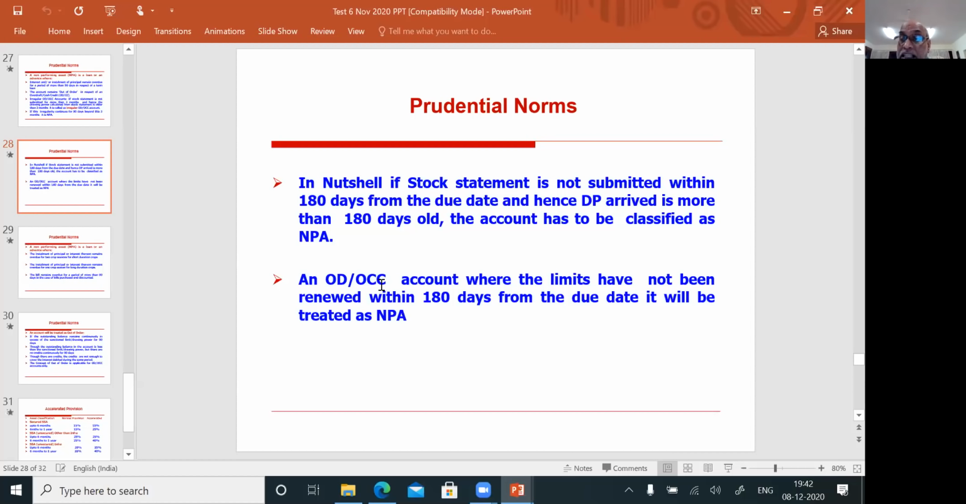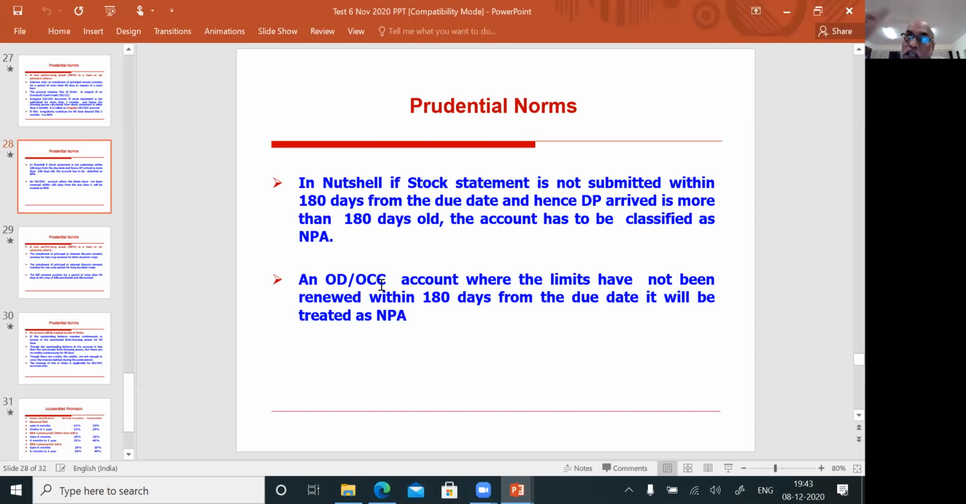Third point, in case of a renewal of limit, if the limit is not renewed within 180 days from the date of due for renewal, then the account will be classified as NPA. So for OD/OCC accounts, the two non-financial parameters. What are the two non-financial parameters? That is stock statement not submitted, 180 days from the due date of the stock statement. Renewal not done, 180 days from the due date of the renewal.